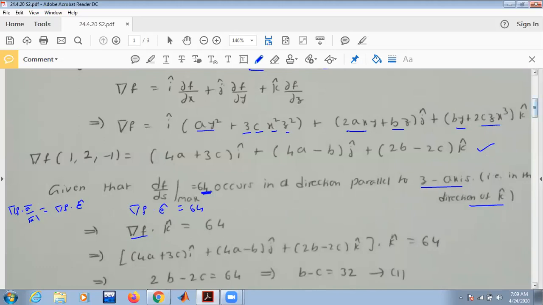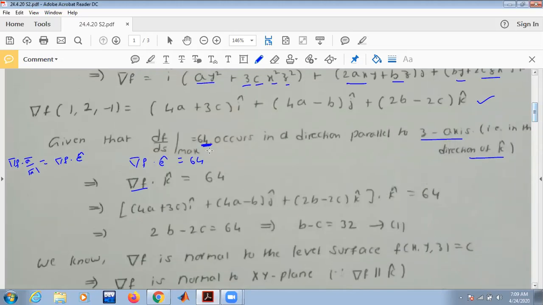Okay, so what is del f dot k bar? Del f dot k bar is the third component of del f. You see, this is del f. Dot product with k bar means i bar dot k bar is 0, j bar dot k bar is 0, k bar dot k bar is 1. You will get only the third component. The third component is 2b - 2c is equal to 64. When you divide by 2, you will get b - c equal to 32. Is that okay?